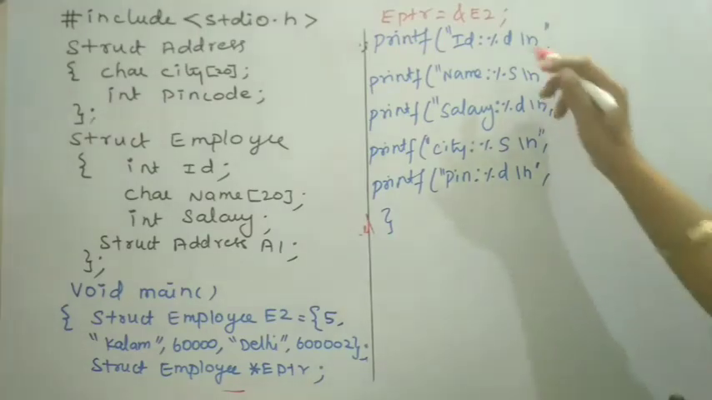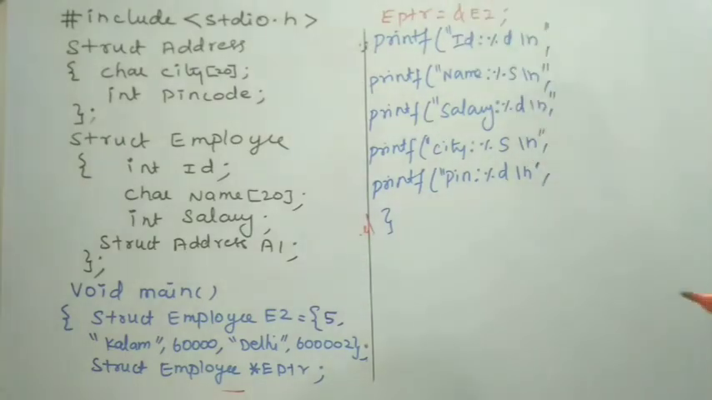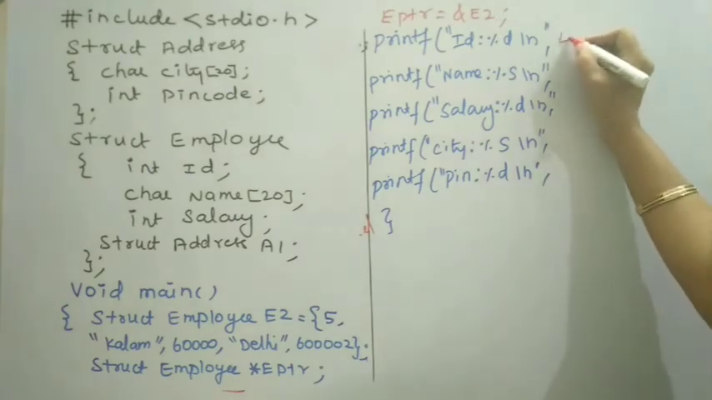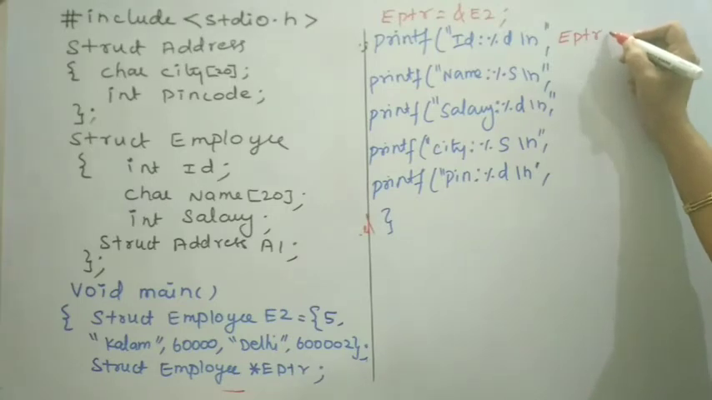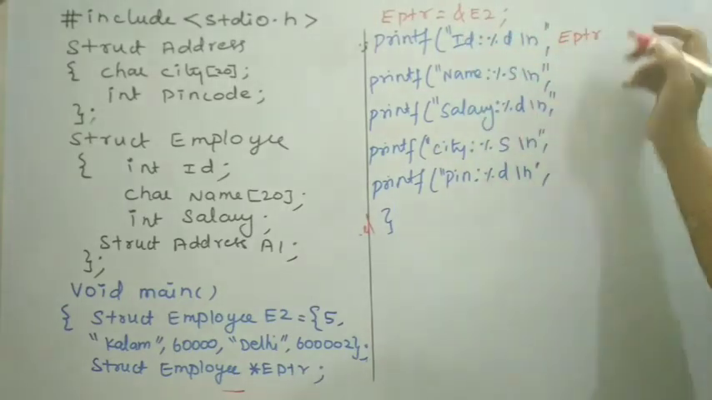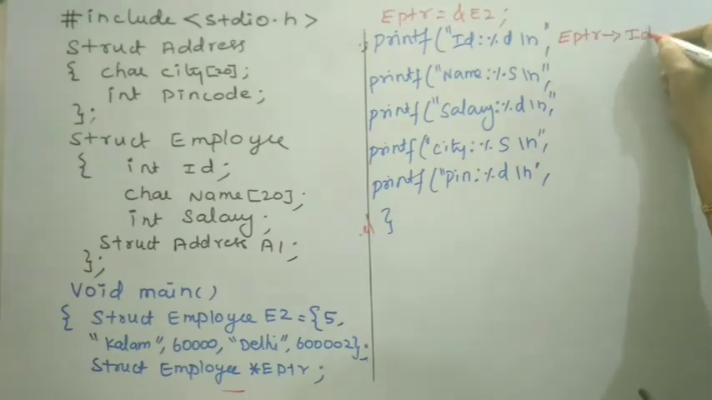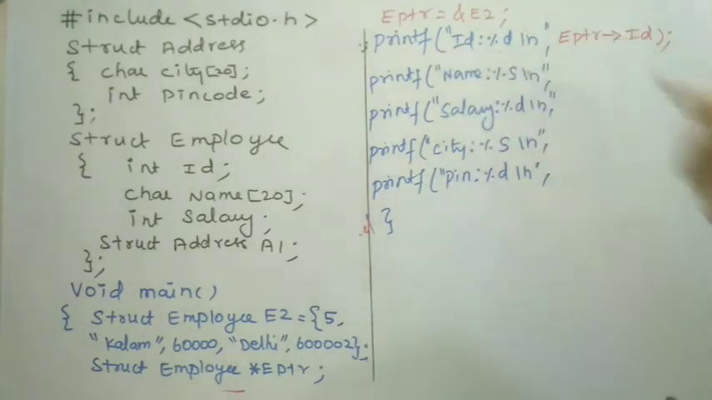In that case, it will take the first memory address, or the starting address allocated for E2, that is assigned to EPTR. Now using this pointer variable, I am going to access the data members and then print them. If I want to access the first data member using EPTR, if this is a structure variable, I can make use of the dot operator. Since it is a pointer variable, I can make use of this arrowhead operator to access the content of ID. After getting the content of ID, using this printf statement, the value is getting printed.